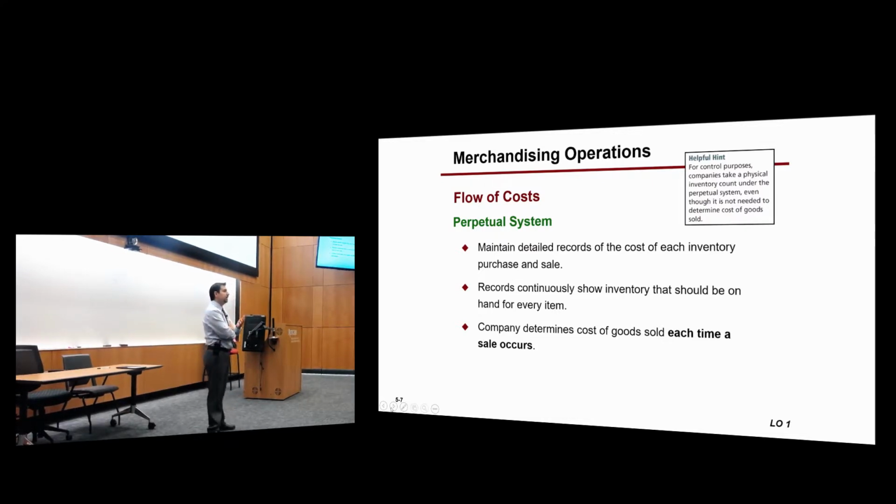The periodic system is basically when they go at the end of the month and they count whatever remaining inventory they have. This is why you see sometimes certain stores are closed for inventory. They start counting how many items they still have. As you can see from the slide before, that will tell them how much inventory is still remaining. They already know how much they had available for sale. So what does that give them?